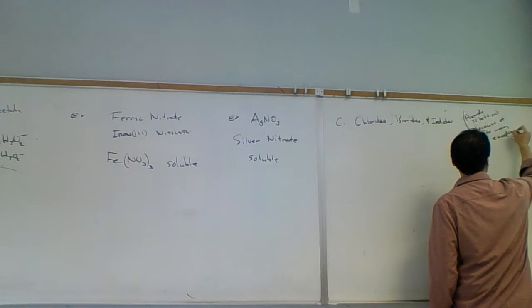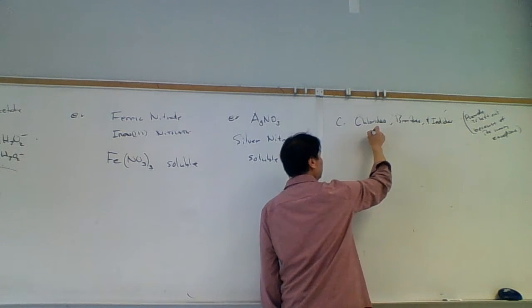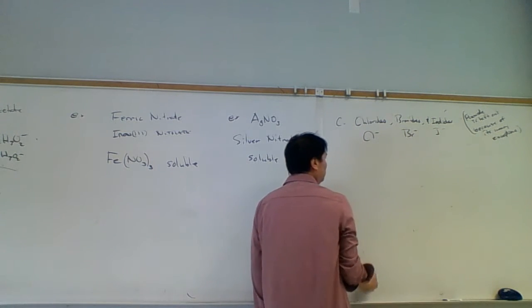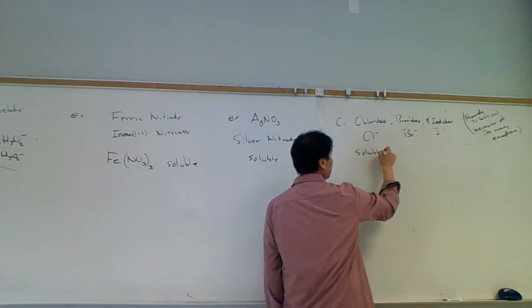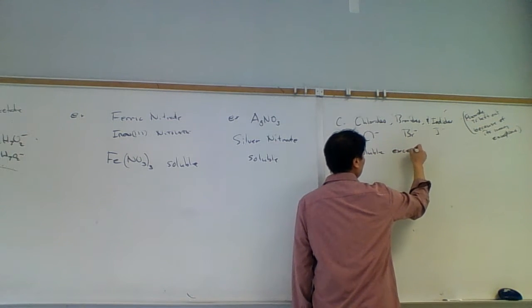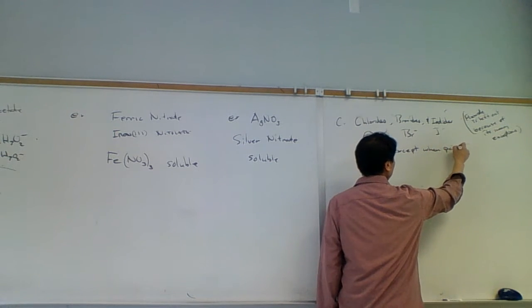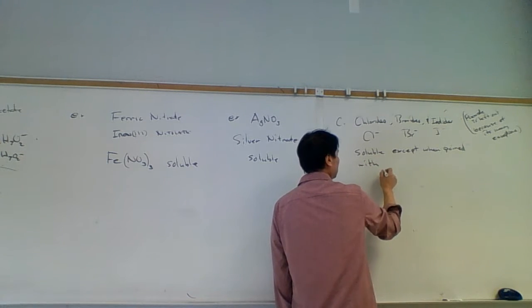Exceptions. Let me talk about what the exceptions are. And so chlorides, what's the formula for chloride? Bromide and iodide ions. These are soluble except when paired with silver.